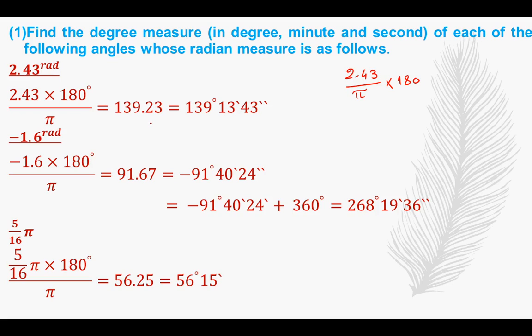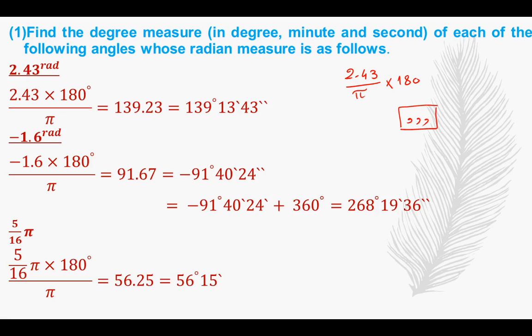139.23, and you can write it in degrees, minutes and seconds. This equals 139 degrees 13 minutes and 43 seconds by using this button on your calculator. Okay. Negative 1.6 radian.